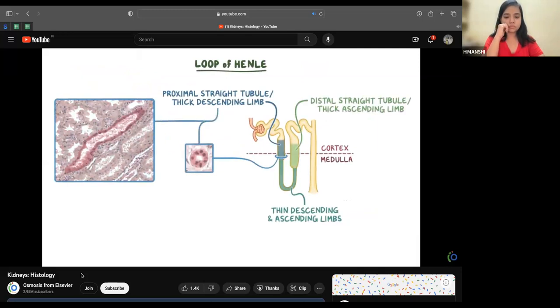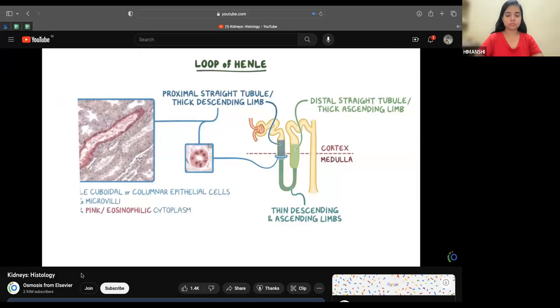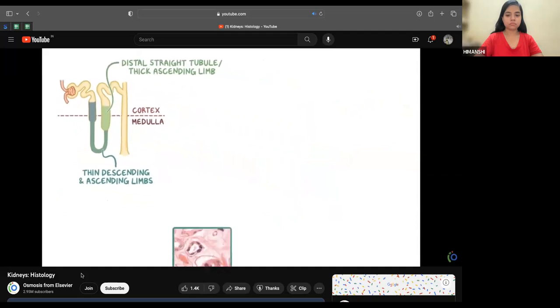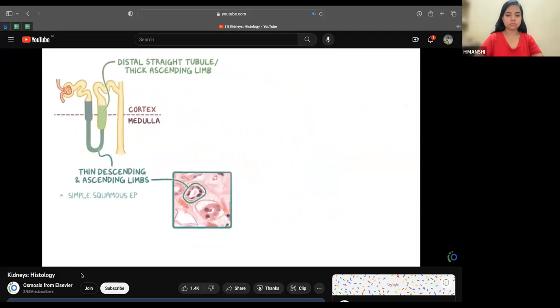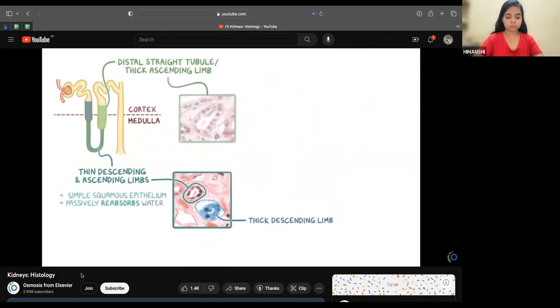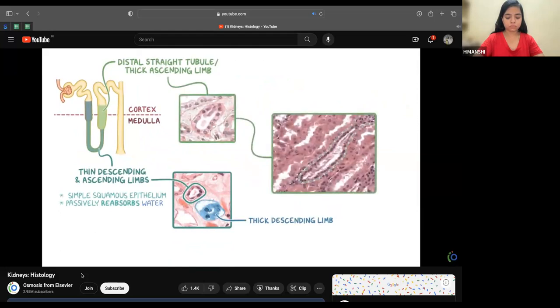The cells of this portion of the loop of Henle have very similar morphology to the previous section of the nephron, with simple cuboidal or columnar epithelial cells that have long microvilli, and a dark pink or eosinophilic cytoplasm. The thin descending and ascending limbs of Henle's loop consist of a simple squamous epithelium and passively reabsorb water. The wall of the tubule is noticeably thinner compared to the thick descending limb, which is seen in the bottom right of this image. The thick ascending limb starts in the medulla and ascends into the cortex.